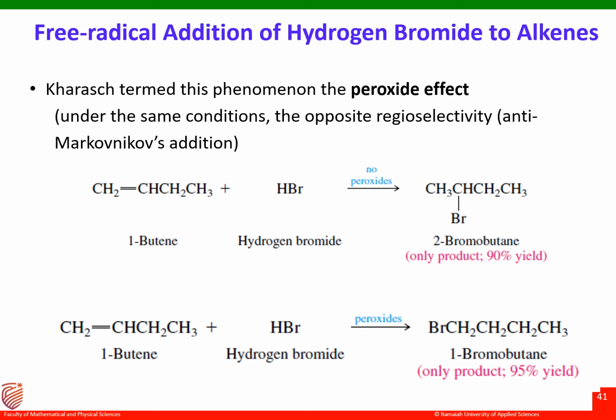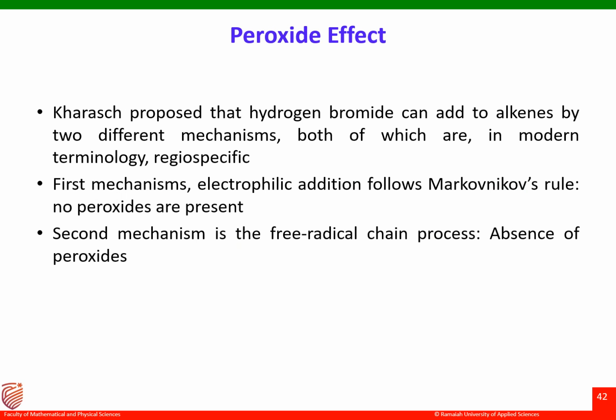When there is no peroxide, the obtained product is the Markovnikov adduct, whereas in the presence of a peroxide we get an anti-Markovnikov addition product. Kharasch proposed that hydrogen bromide can add to alkene by two different mechanisms, both of which are, in modern terminology, regiospecific. The first mechanism, electrophilic addition, follows Markovnikov's rule when no peroxides are present.